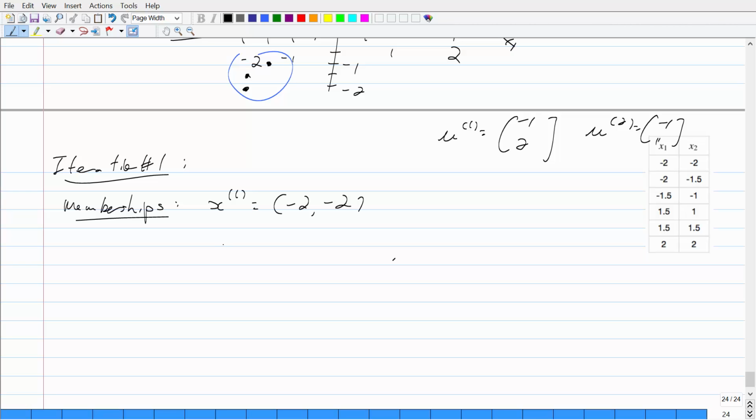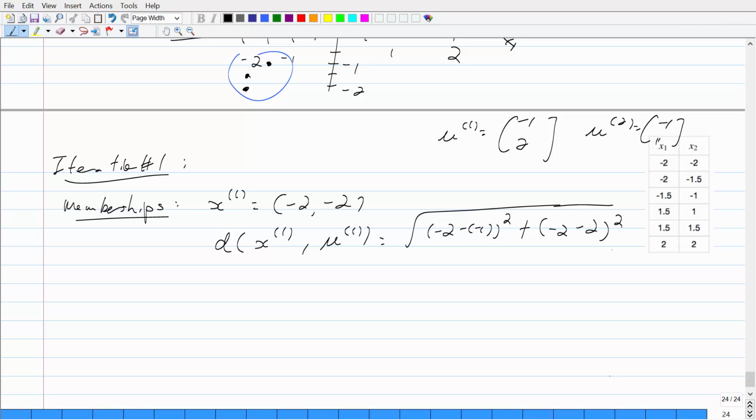Okay, so let's calculate the distance between the first example and the centroid. It's just Euclidean distance, so you take each of the components: -2 subtract -1 squared, plus -2 squared. These here are for x of 1, and this is for the centroid. When you calculate that, just double checking, yep, this becomes plus, so what you actually get is square root 17.